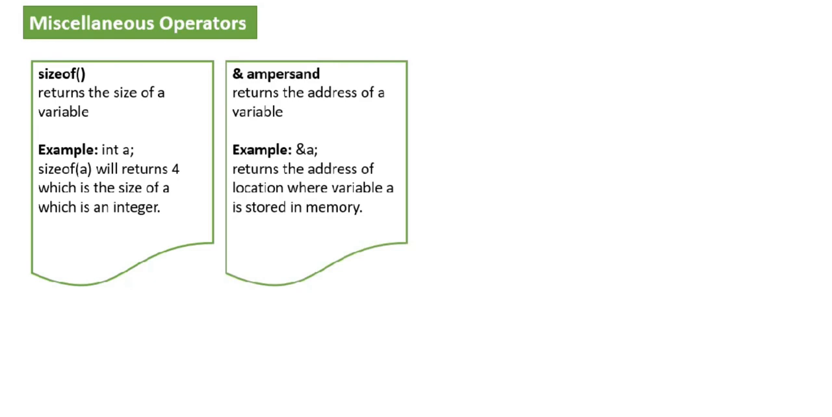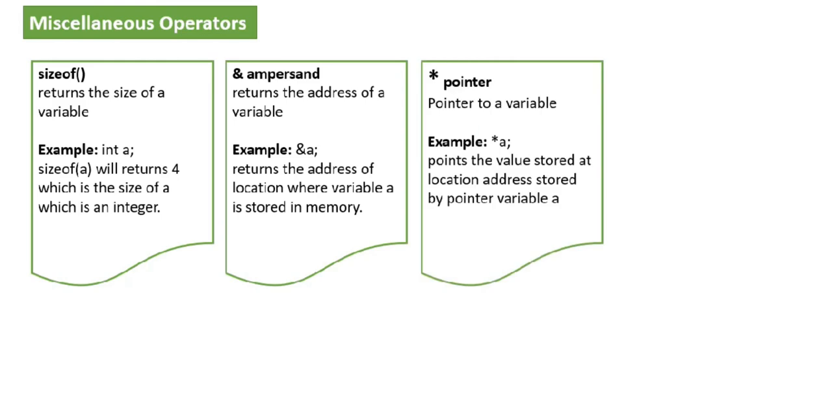Next is ampersand. It returns the address of a variable. If I write ampersand A, then it returns the address of the location where variable A is stored in the memory. Next is pointer to a variable. For example, star A points to the value stored at the location address held by the pointer variable A.